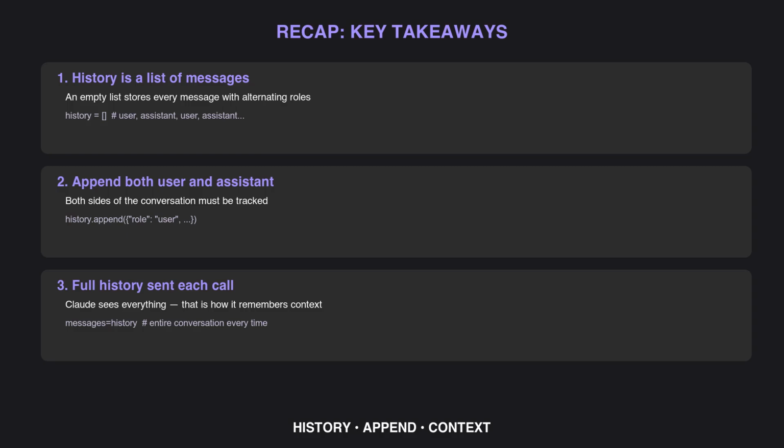Recap. Three key takeaways. First, conversation history is a list of messages with alternating roles. Second, append both user and assistant messages to maintain context. Third, Claude sees the entire history each call. That is how it remembers.